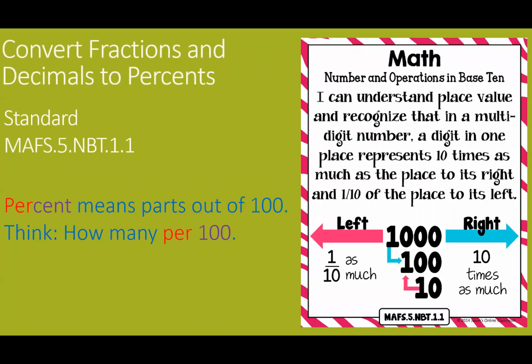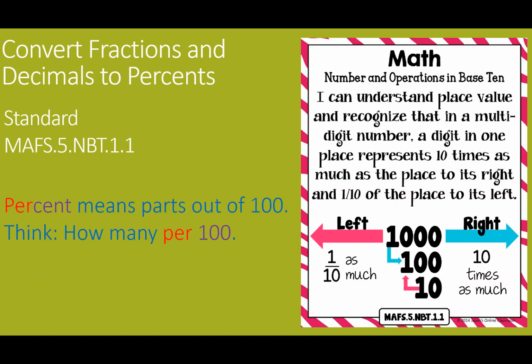So here's our standard. I can understand place value and recognize that in a multi-digit number, a digit in one place represents 10 times as much as the place to its right, and 1/10 of the place to its left. So we've done this before where we know that 1/10 as much or 10 times as much. And we know, again, those powers of 10, right? 10 times 10 is 100, 100 times 10 is 1,000. And we've done this in order to multiply decimals or to divide decimals. And that's basically what we're working with here.